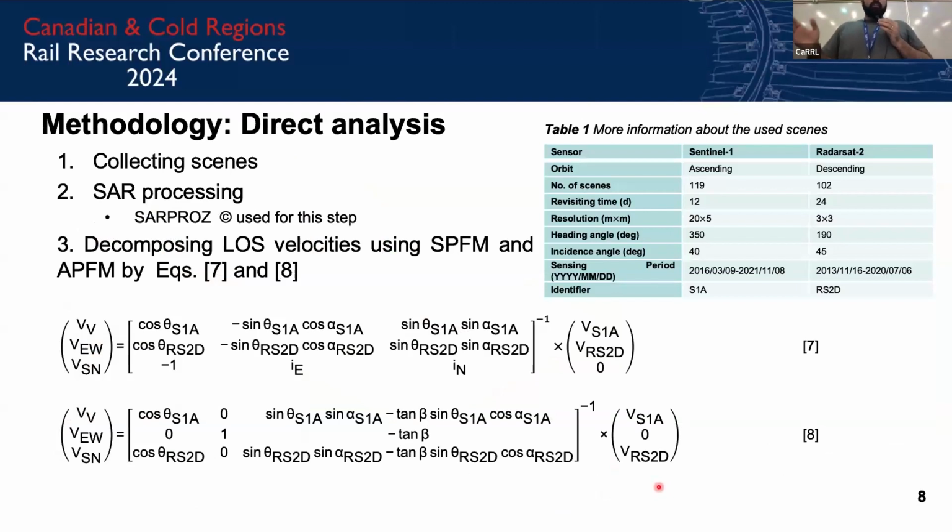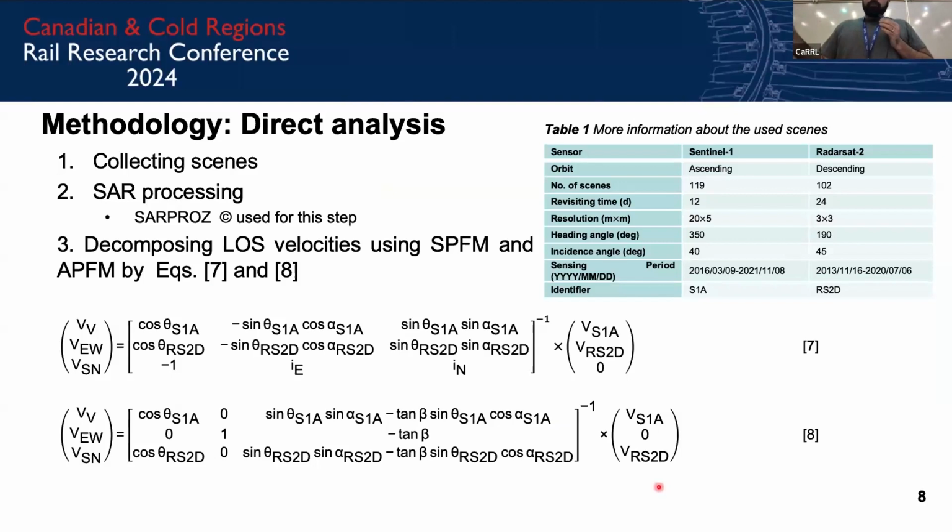So two parallel analyses were done in this study. The first one we call direct analysis. More than 200 scenes archived by European Sentinel-1 and Canadian RADARSAT-2 were collected, and we analyzed them using SARPROZ. Then we decomposed these line-of-sight velocities using equations 7 and 8, which are modified versions of the systems of equations that I showed you earlier. When you look at these systems of equations, we have preserved the 3 components, and yet none of these systems are rank deficient anymore.